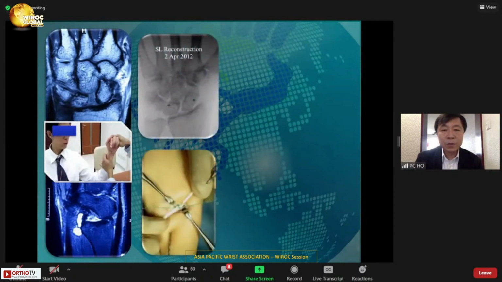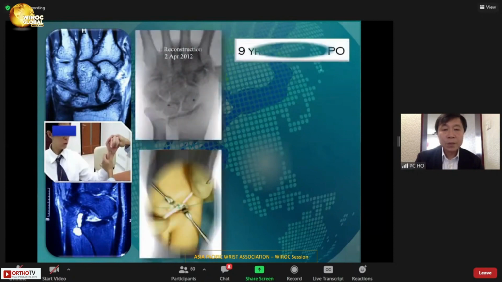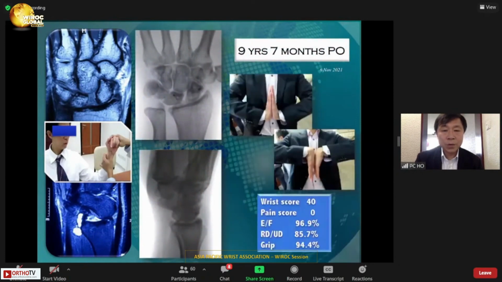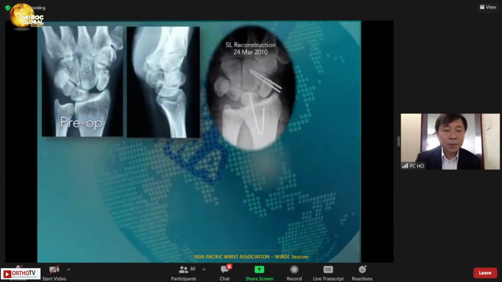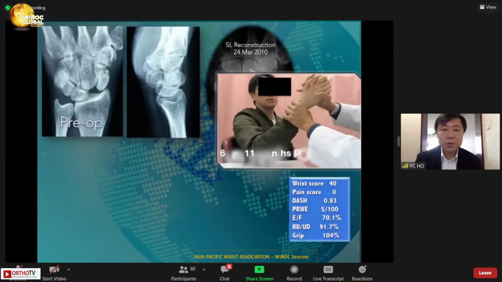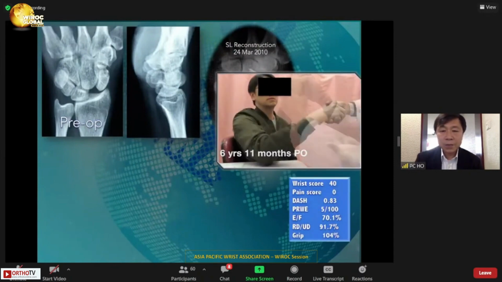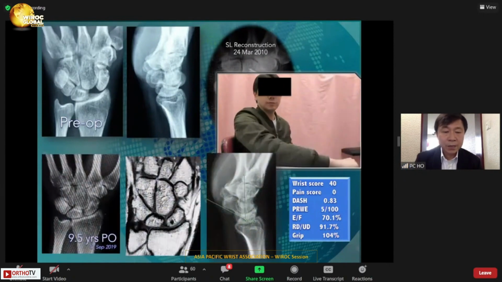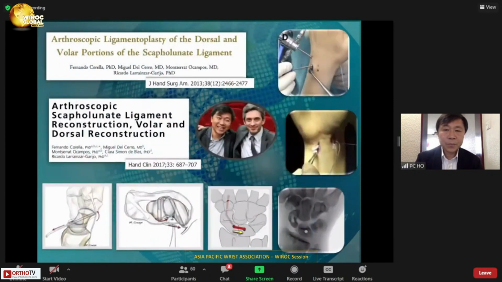We performed scapholunate reconstruction in 2012, same technique. This is 9 years, 7 months down the road. A very nice radiological outcome, no change over time, and clinically almost perfect function without any pain. Last case, also similarly severe diastasis, severe subluxation, reconstruction in 2010 by Dr. Wayne Lim Chair. This is 7 years down the road. You can see the clinical outcome is excellent, and also radiologically, at 10 years' time, no change. So this is a very robust reconstruction that we are quite happy with.